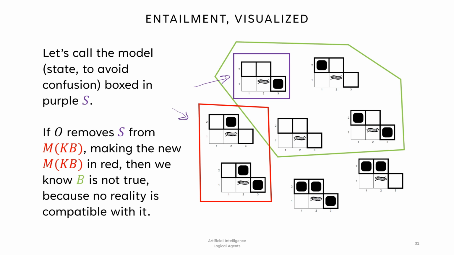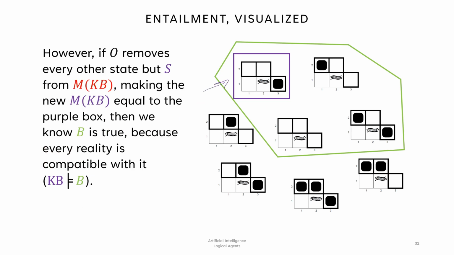But alternatively, let's say that observation O instead makes it to where S is the only state in the knowledge base. So this could very easily be the case where we learn that there's not a pit at 2, 2. Then in that case, we know B, being that 2, 2 is safe. The knowledge base has shrunk to only include this one state, which is fully inside the set of models that align with B. So now we know that the knowledge base entails B, that B is true. So those are the ways that a sentence the knowledge base doesn't entail may end up being entailed, like KB could end up entailing a sentence that it might not have been able to before.